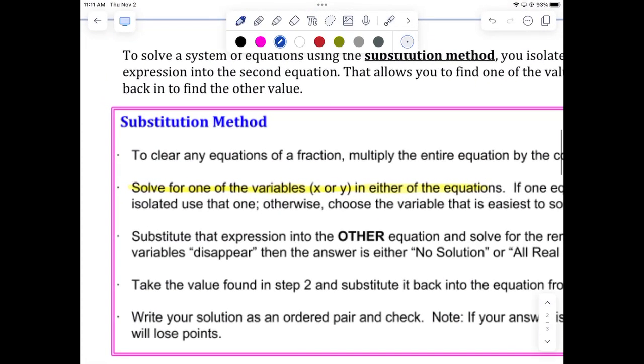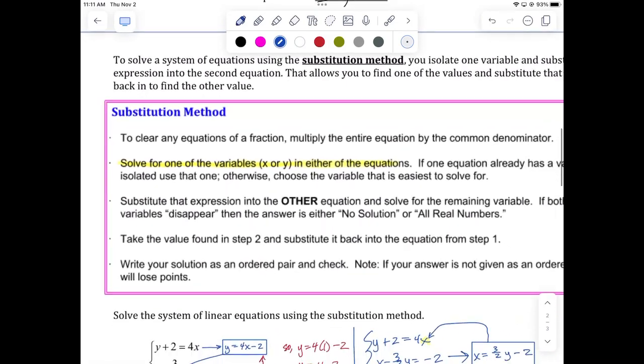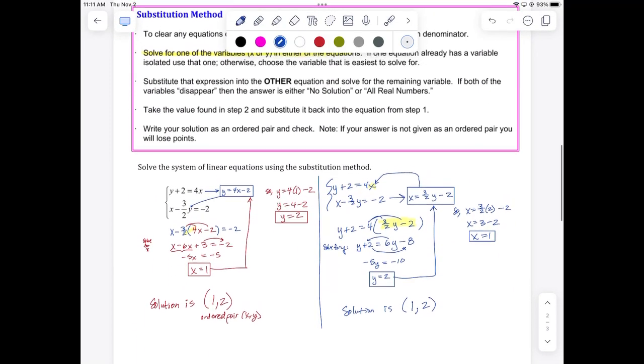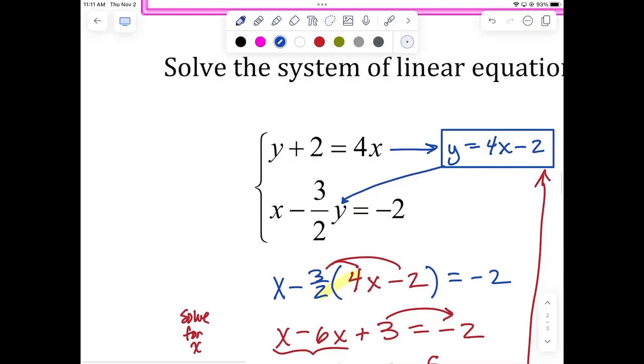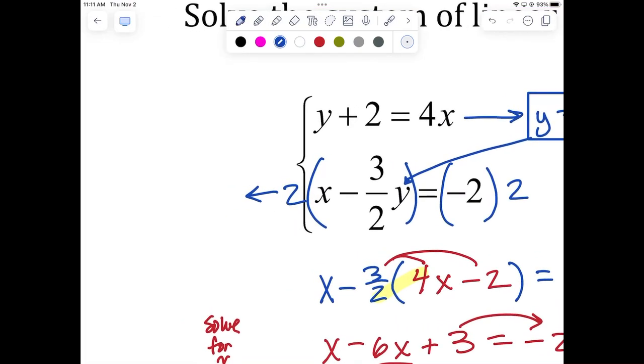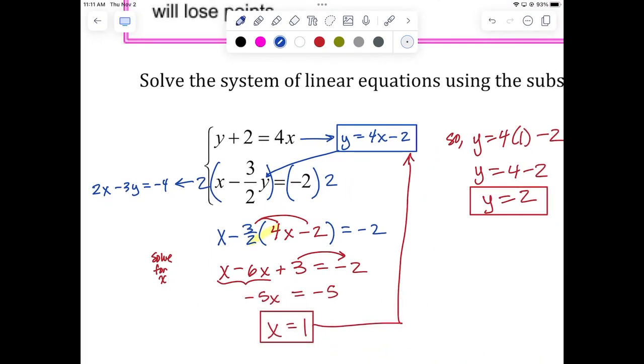Now notice we didn't have to use this. It says to clear any fractions, multiply the entire thing by the common denominator. You could have done that in the beginning. If you wanted to, you could have multiplied both sides of this equation by 2. And what would that have looked like? If you distribute the 2, you get 2x minus 3y equals negative 4. And then you can solve the first one for y and plug in and do all that stuff. But that's only if you're afraid of fractions. We're not afraid of fractions, and the fractions work themselves out anyway.